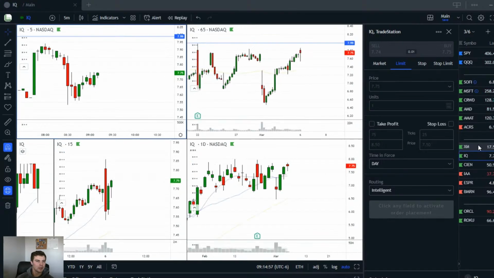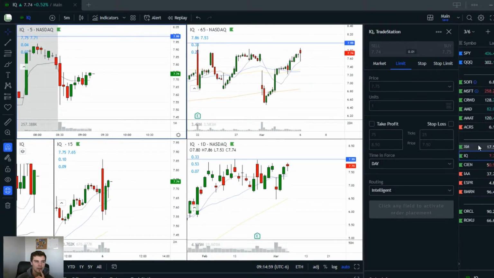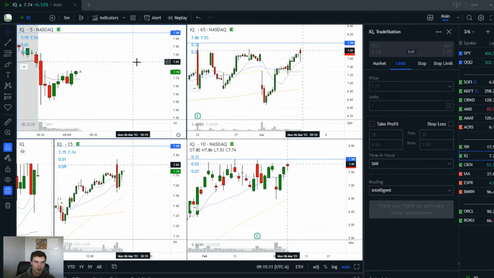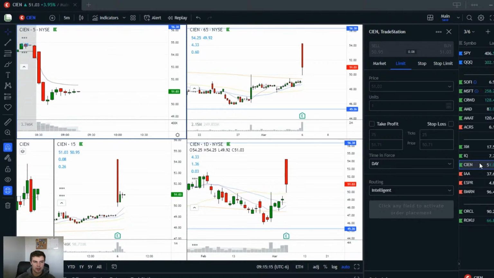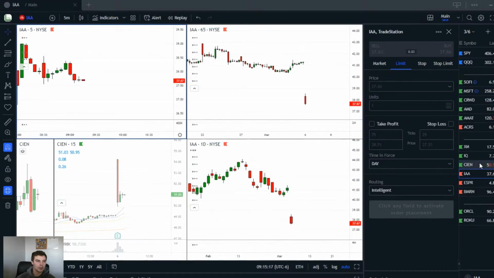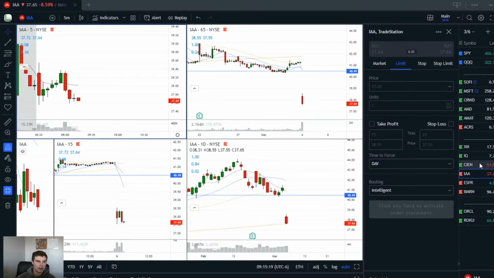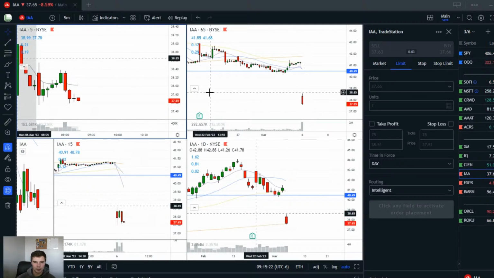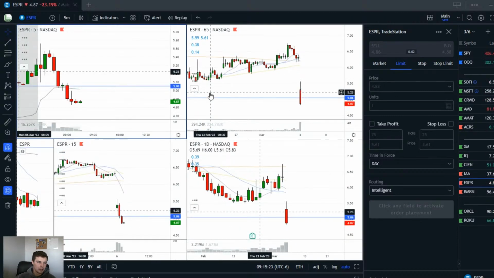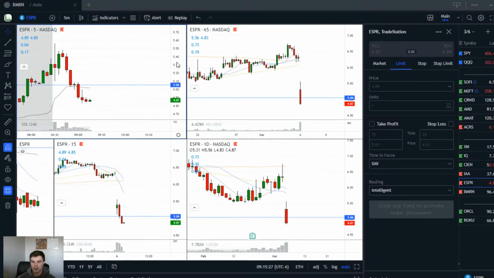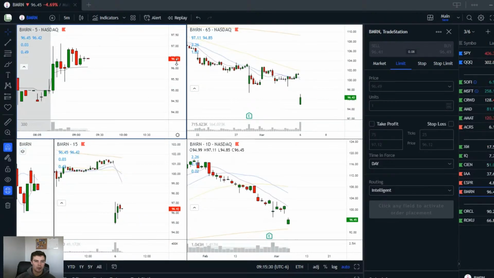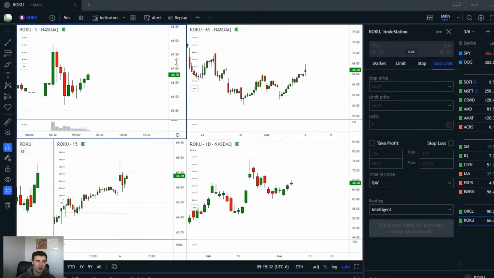Nothing to do with this thing. IQ, so yeah, maybe not. CN was absolutely nothing to do with. IAA, not much. ESPR, same thing. Pretty tough to trade on the 5. Not really tradable at all. So yeah, I've done a pretty good job.